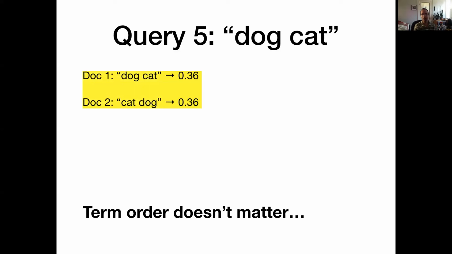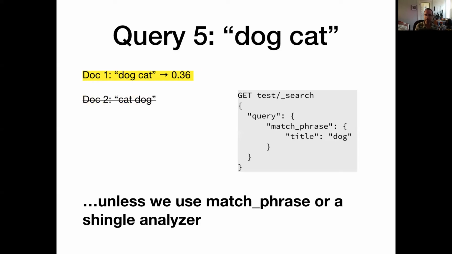In the basic setup that we looked at, using the standard analyzer and a match query in Elasticsearch, term order doesn't matter. We can make term order matter if we do certain things. We can use a match phrase query, and we can also use a shingle analyzer. But in the basic setup, the simplest setup for search that we might look at, term order is insignificant.